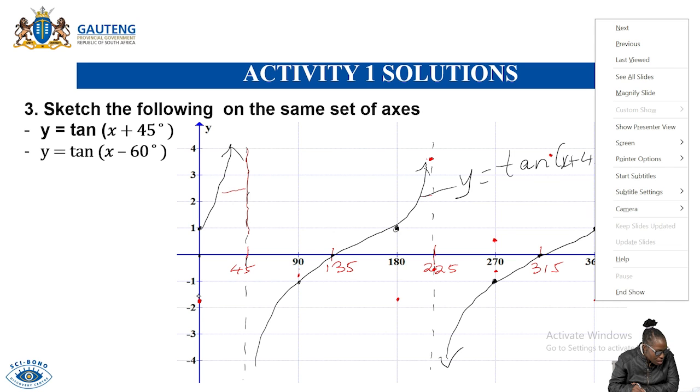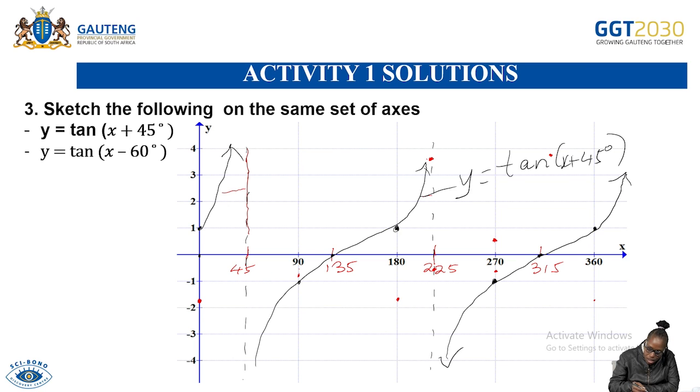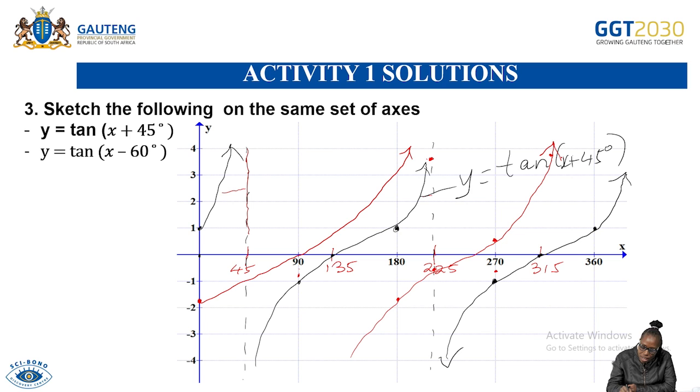It's going closer to that one that I've started with, but not touching it. And I'm having a movement again this way. I'm having a movement again that way. So you can see that I have a shift. There is a shift this way.